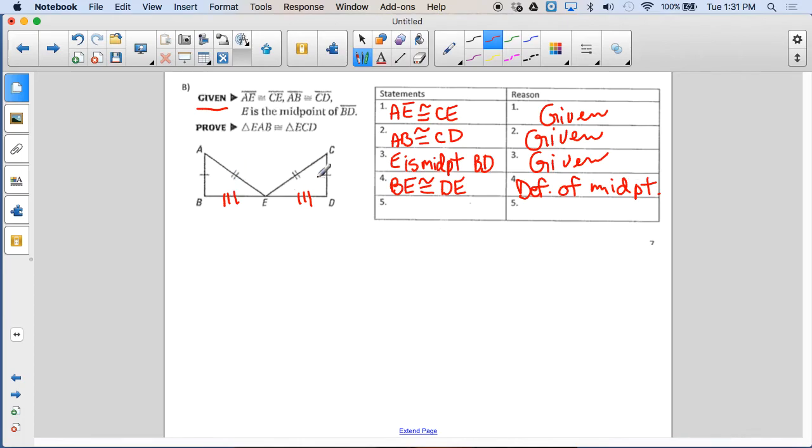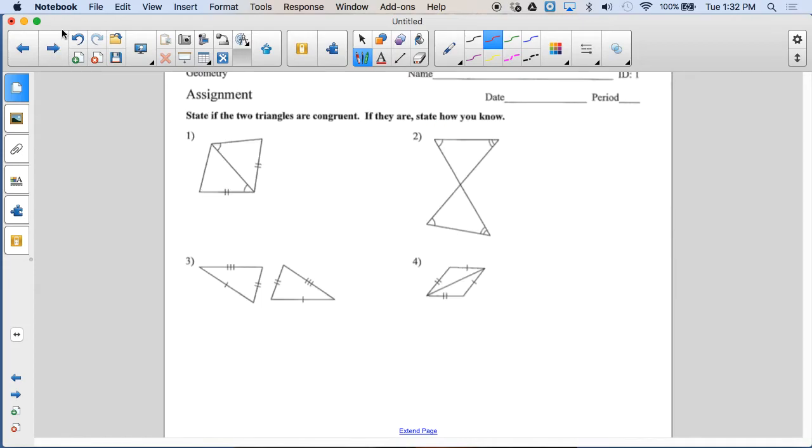Oh, do we have two triangles congruent? 1, 2, 3, 1, 2, 3. Yes, I can say triangle EAB is congruent to triangle ECD. And how do we know it? That's right, side, side, side congruence theorem. Notice we don't know anything about the angles. We just have to know about the three sides.